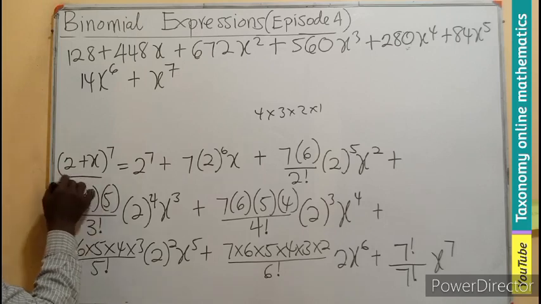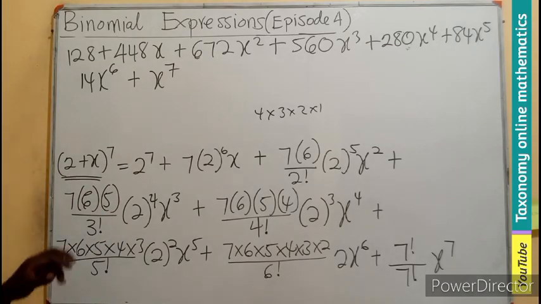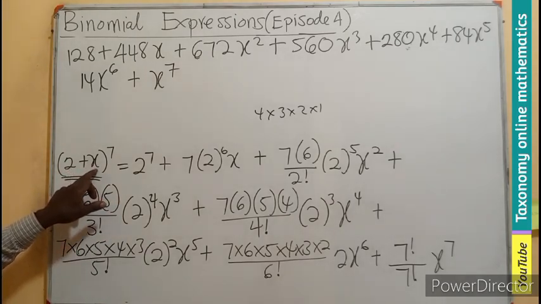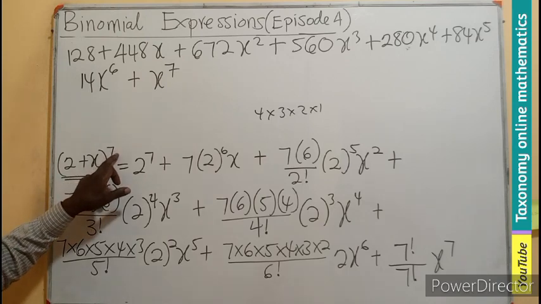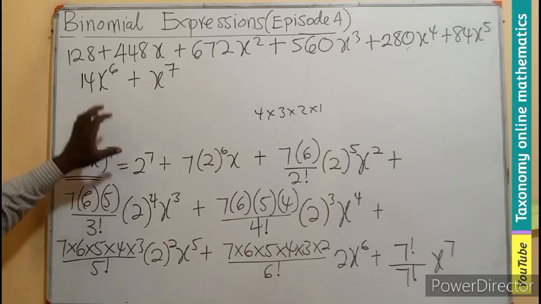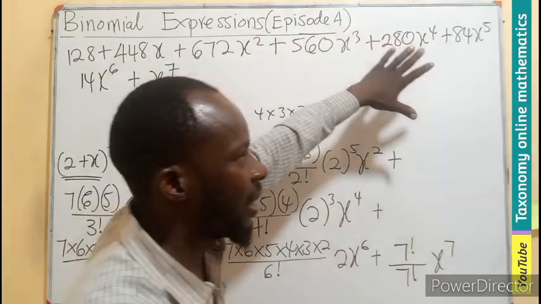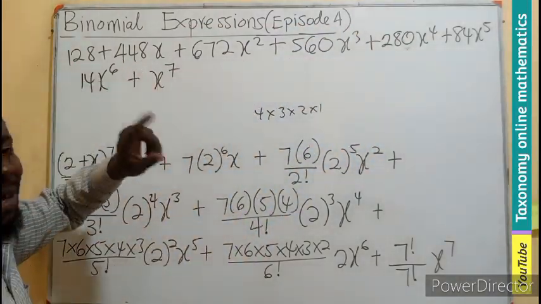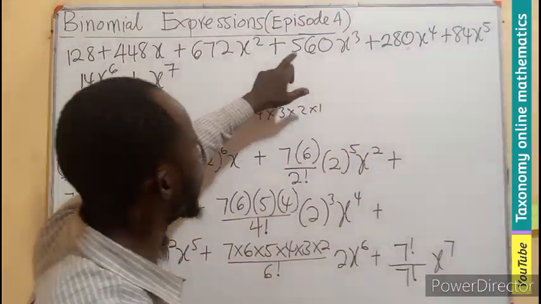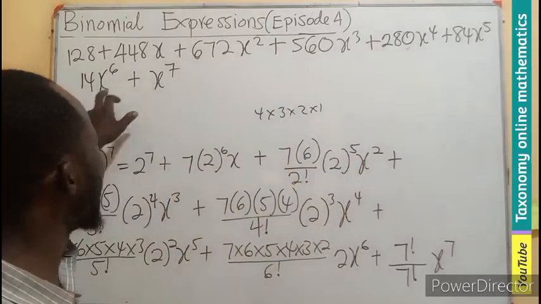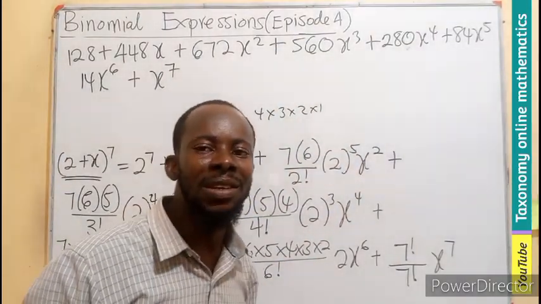So the expansion of 2 plus x exponent of 7 will give us this very expansion. Let's see whether we get the 8 terms. 1, 2, 3, 4, 5, 6, 7, 8. The 8 terms is secure.